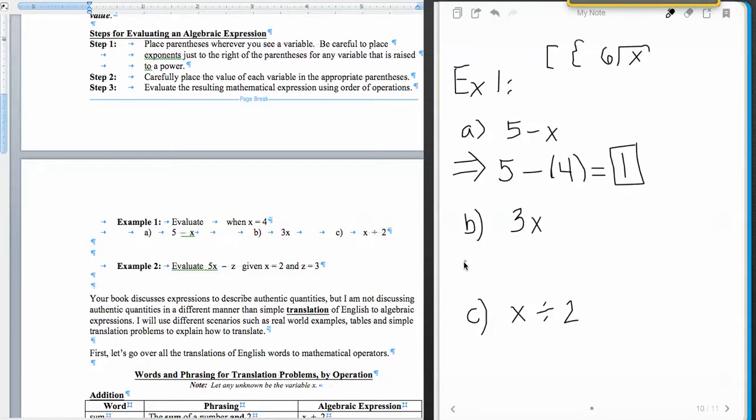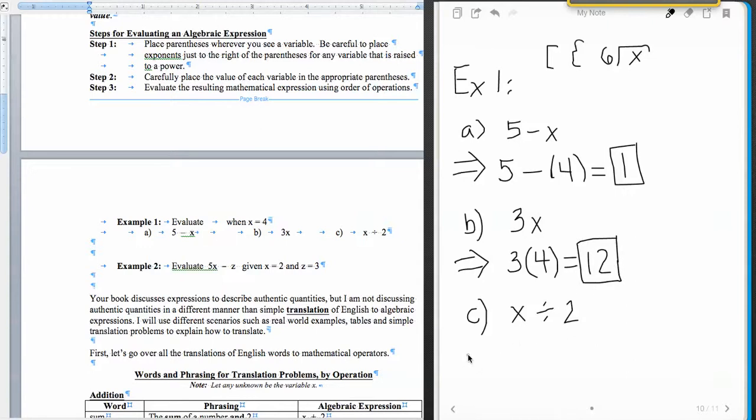So we're going to do the multiplication one now. Our multiplication one says 3 times the value of x. So this says 3, and then I'm going to put in parentheses for whatever x is. Now x in this particular case is 4, so I'll put the 4 in there, and then give the value for that. So 3 times 4 is equal to 12, and that's our value of 3x under these particular circumstances.